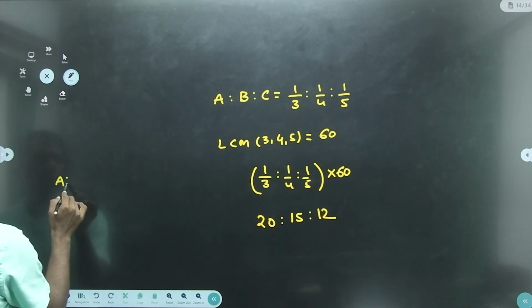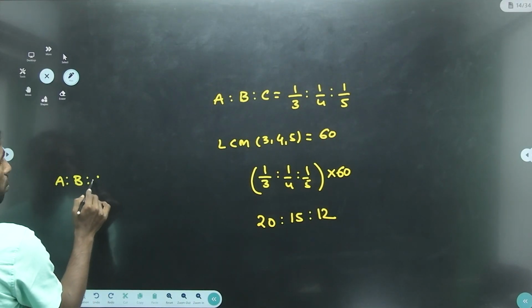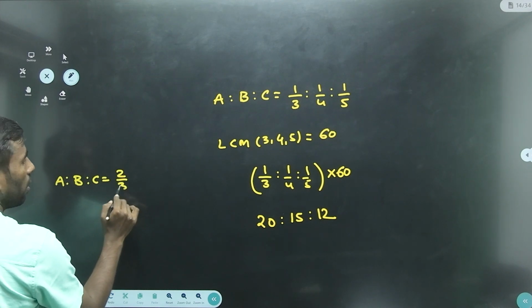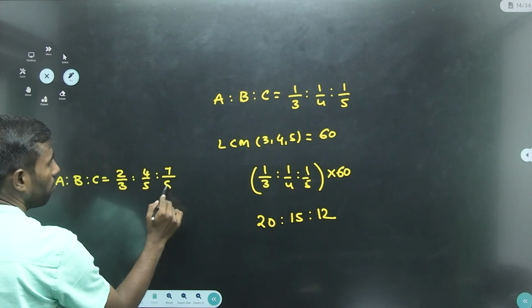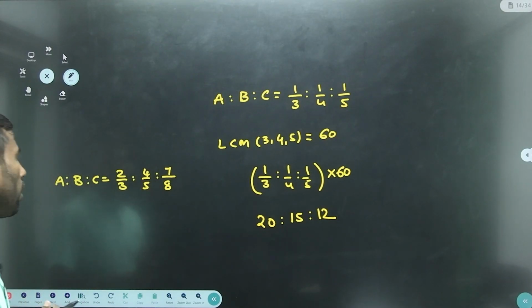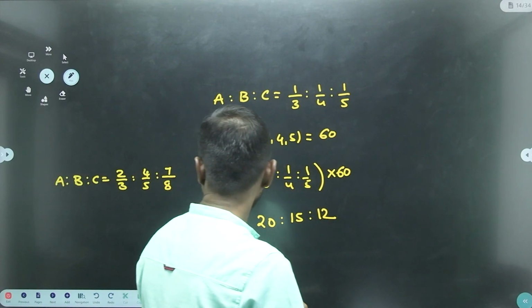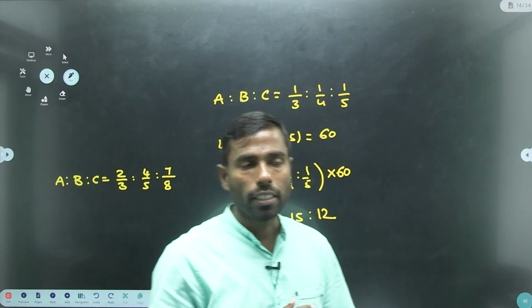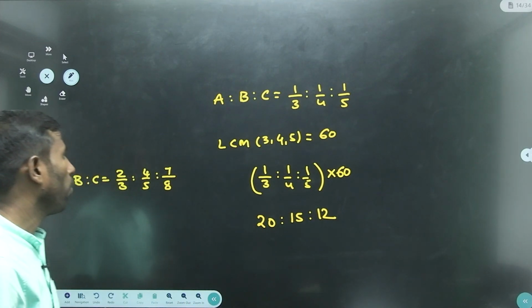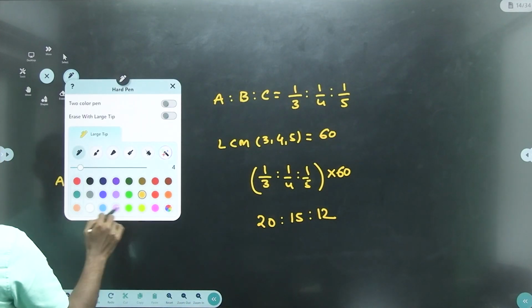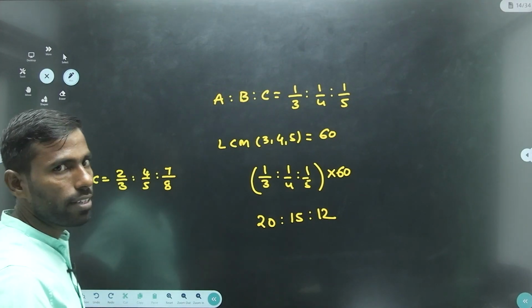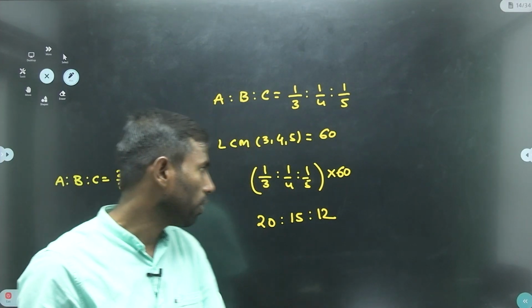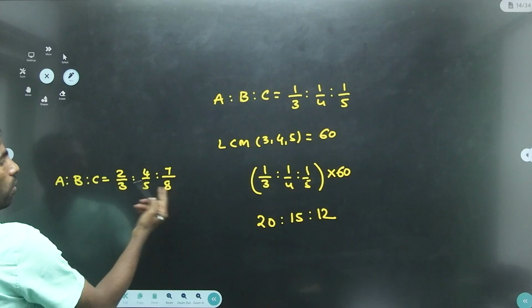Suppose they have given like this: A is to B is to C, 2/3, 4/5, 7/8. We have to write the ratio in simplified form. Now take the LCM of 3, 5, 8. 3 5s are 15, 15 8s are 120, right?